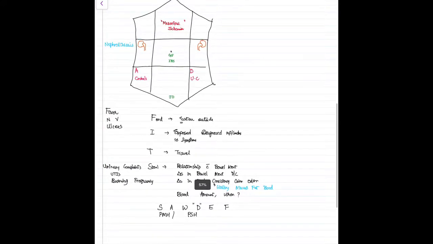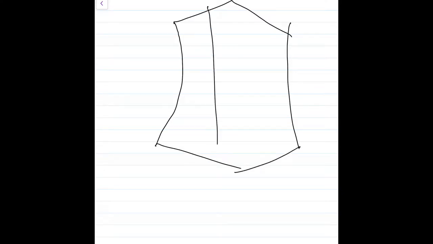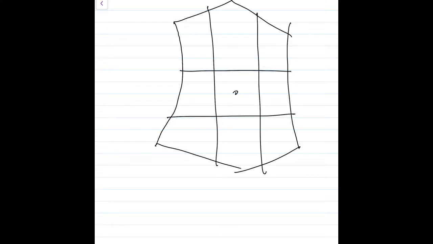So let's go ahead and draw another abdominal quadrant here. Another diagram of the abdominal quadrants. And we have our female reproductive system. And there you go, the fallopian tube and the ovaries.